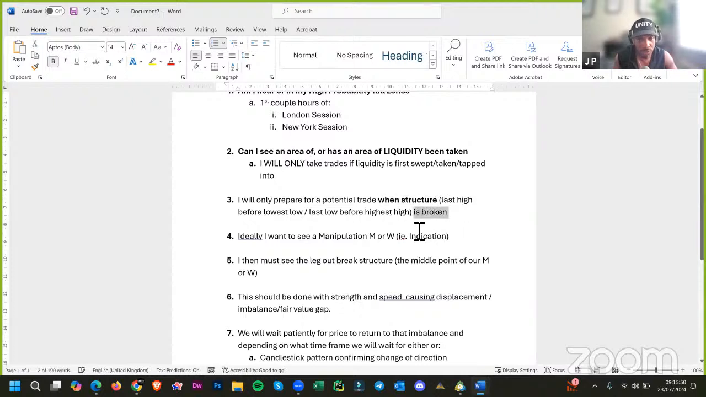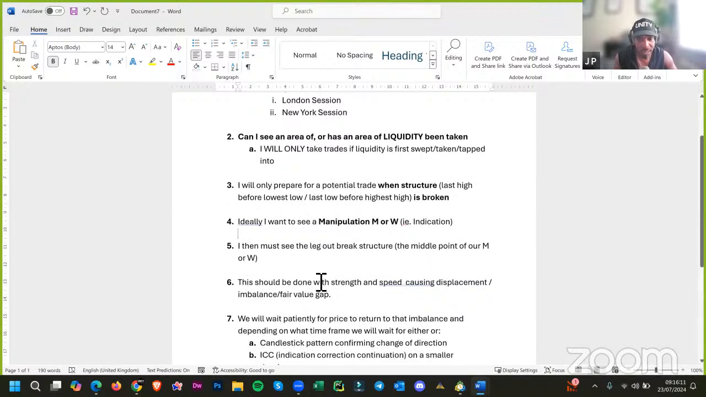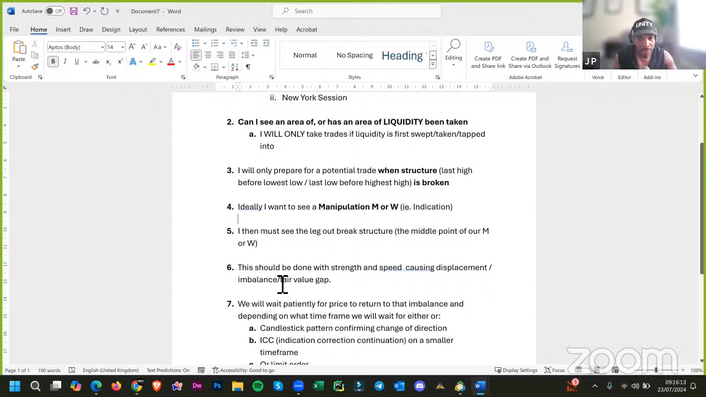Structure is broken. Ideally, I want to see a manipulation, M or W. I then must see the leg out break the middle point. This should be done with strength and speed, causing displacement.